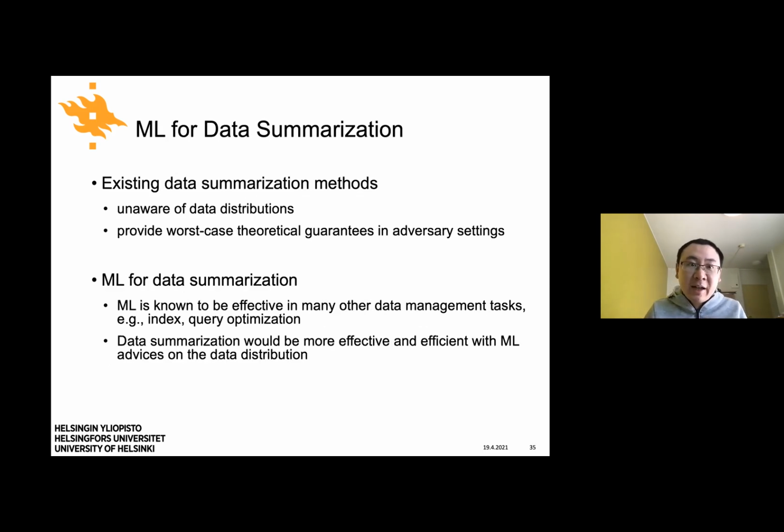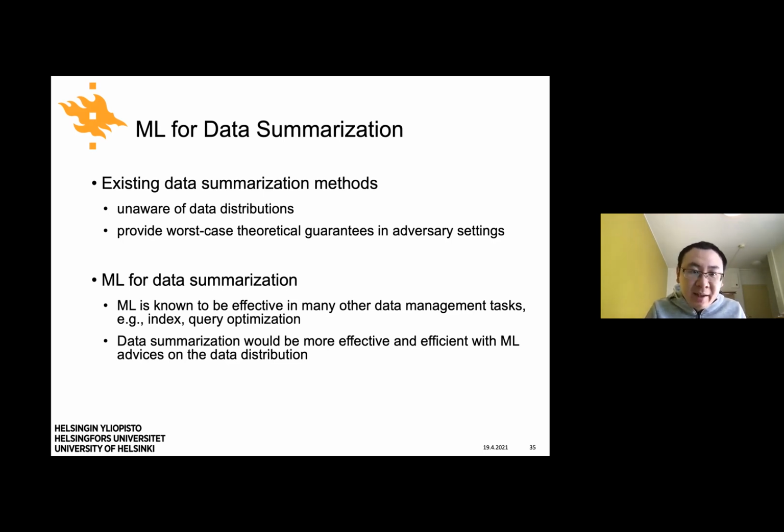And the third direction is how to apply machine learning models for data summarization. Existing data summarization methods are unaware of data distributions. Their objective is to provide worst-case theoretical guarantees in adversary settings, but they do not consider the underlying distribution. So they may not be the best choice for a specific data distribution. So we will consider how to use machine learning models for data summarization.